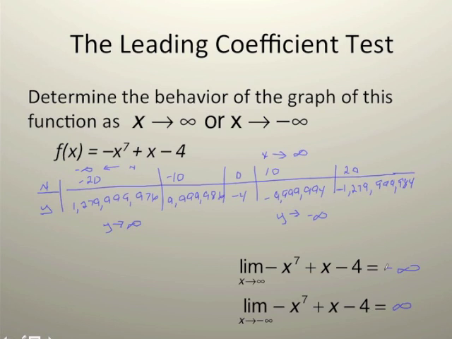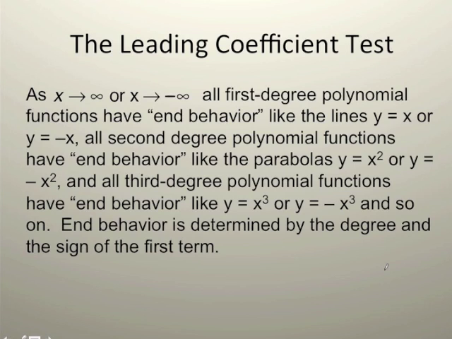So they're opposites. Well, it turns out you're studying this for all first-degree polynomial functions, ones that are just linear equations. The end behaviors are like y equals x, where if x goes to infinity, y goes to infinity, and x goes to negative infinity, so will y. Or y equals negative x, where they'll be reversed. All second-degree polynomial functions have end behavior like a parabola, so that both go to infinity or to negative infinity.